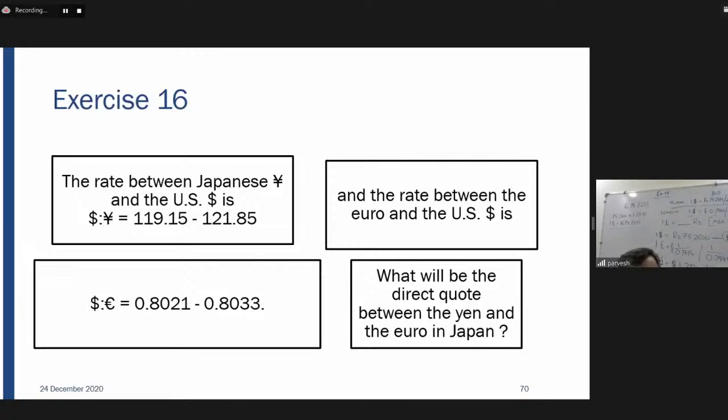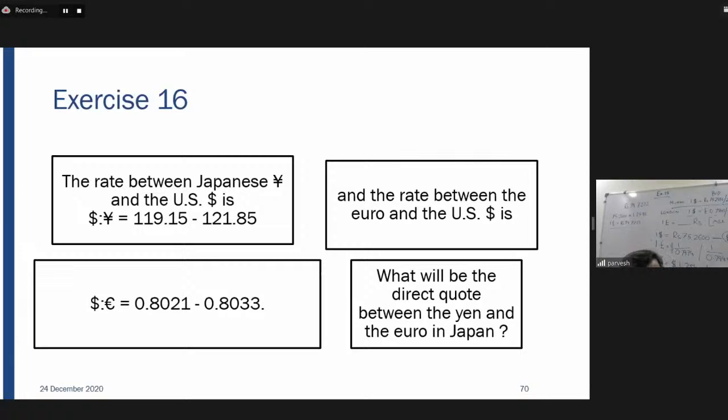The rate between Japanese yen and US dollar is given, and the rate between euro and US dollar is given, and both are given in reverse notation. So while putting the quotes in order, you should say that $1 is equal to 119.15 yen, which is the bid rate, and the ask rate should be 121.85 yen. So $1 is equal to 121.85 yen, which is the ask rate. Similarly, the second quote should not be read as 1 euro equal to so many dollars; it should be written as $1 is equal to so many euros, because the euro is costlier. So in $1 you are going to get less than 1.